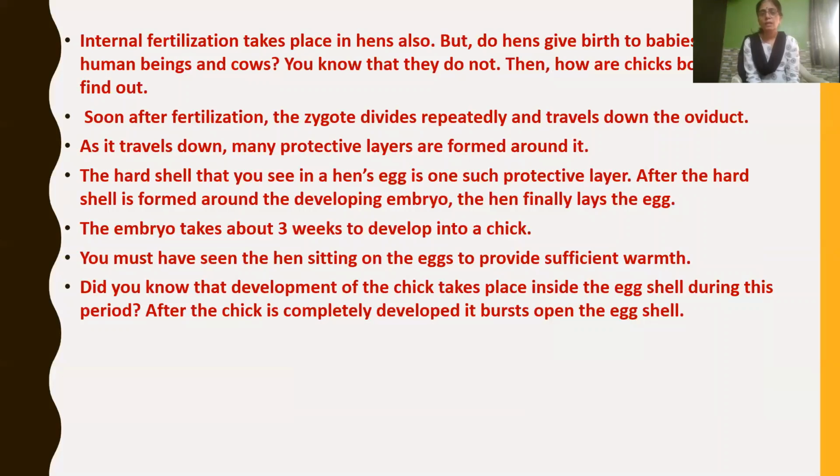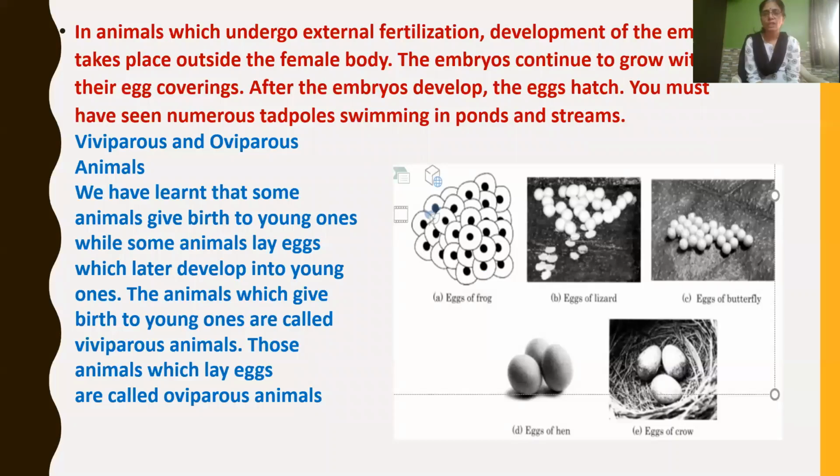Then in about 3 weeks, the embryo is fully developed. It turns into a chick. We might have seen a hen sitting on the eggs, that is hatching, isn't it? To provide sufficient warmth, the chick hatches out from the eggshell. In the same way, in animals which undergo external fertilization, the further development of the embryo takes place outside the female body. The embryo continues to grow within its egg coverings. After the egg hatches, we may see numerous tadpoles swimming in ponds and streams.